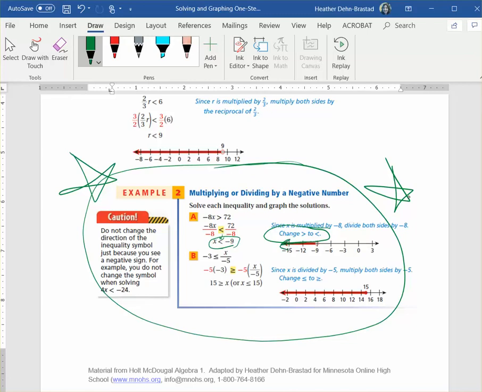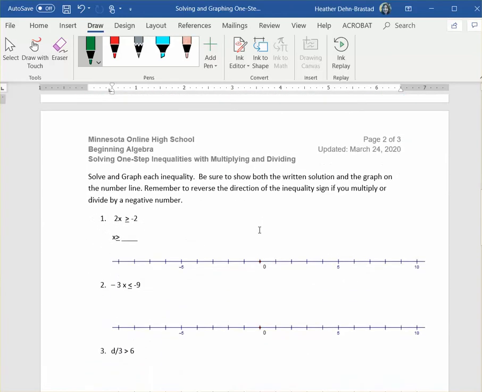In letter B, we're multiplying, or we're dividing. X is being divided by negative 5 here. So we have to multiply both sides by negative 5. And when you multiply by a negative number, you have to change the direction of the inequality. So it was less than or equal, it becomes greater than or equal. So make sure you pay attention to this information, because if you don't, you'll get the following problems wrong.